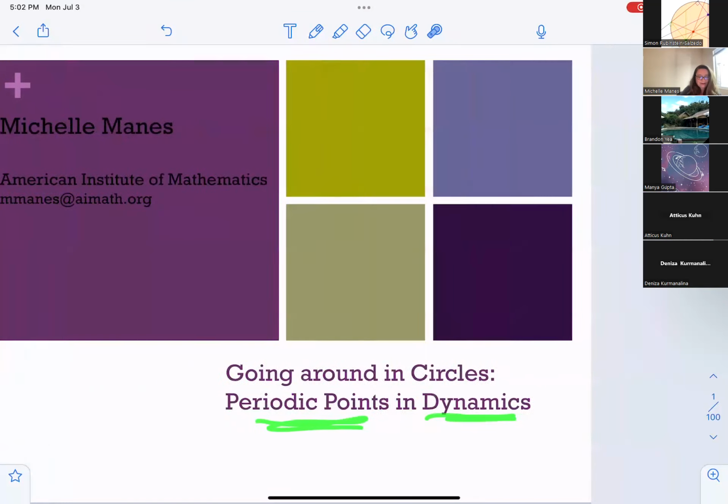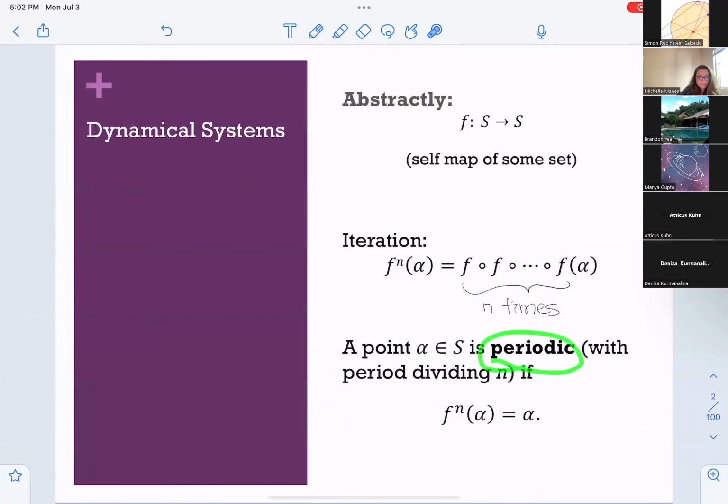Periodic points. A point is periodic if when I do that some number of times, I get back to where I started. So you can picture, I've got my point alpha, and it maps to f of alpha, and that maps to f squared of alpha, and so on, and it goes some number of times and eventually comes back to where I started. So that's why I'm thinking about going around in circles. I'm going in this orbit around alpha.